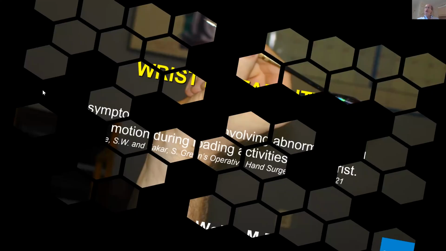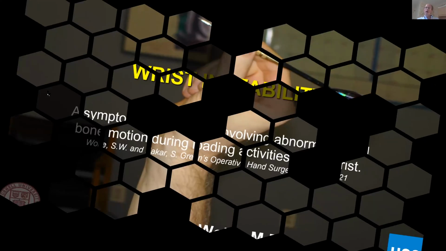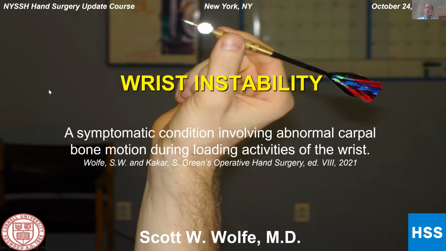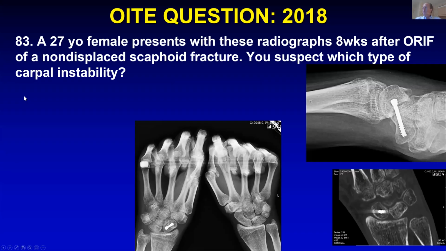So let's start by defining wrist instability, as Sanj Kakar and I have worded it in Green's new edition due out next year. A symptomatic condition involving abnormal carpal motion during loading activities of the wrist.